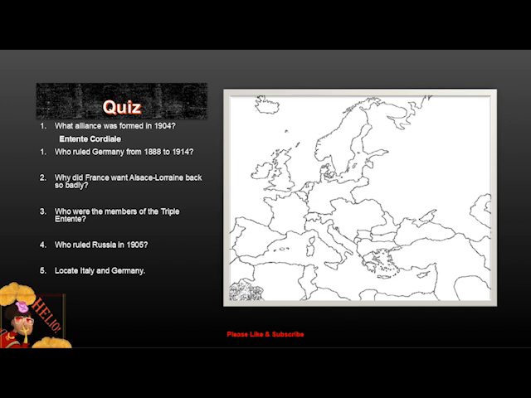Who ruled Germany from 1888 to 1914? Kaiser Wilhelm II. Why did France want Alsace-Lorraine back so badly? It was an important industrial zone. Who are the members of the Triple Entente? Great Britain, France, and Russia.